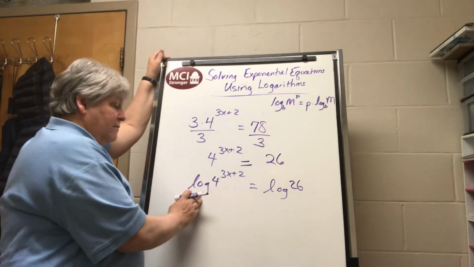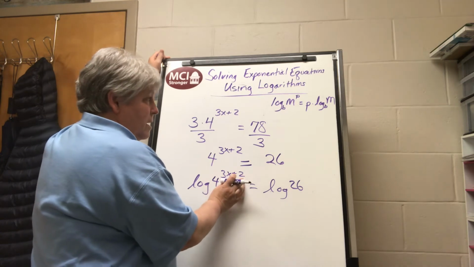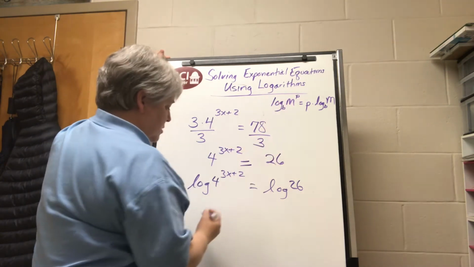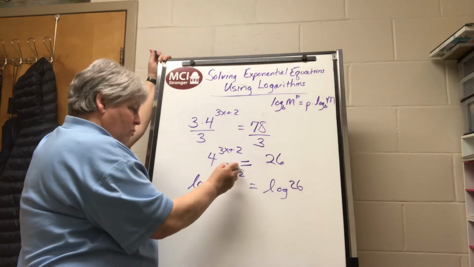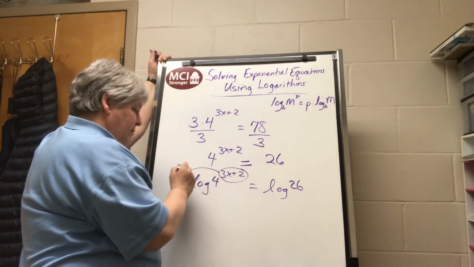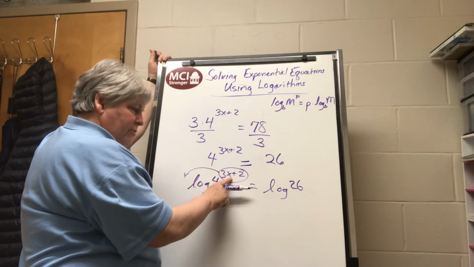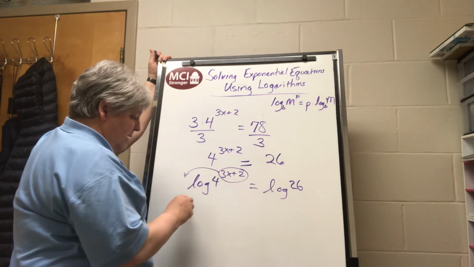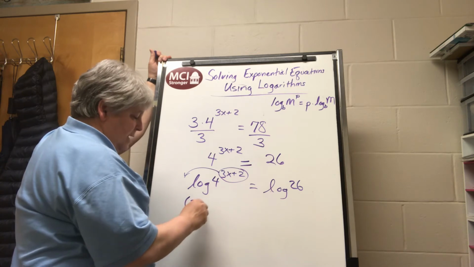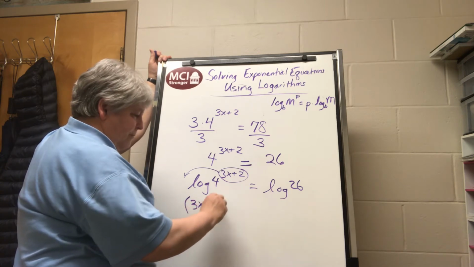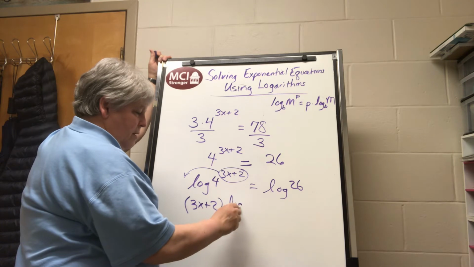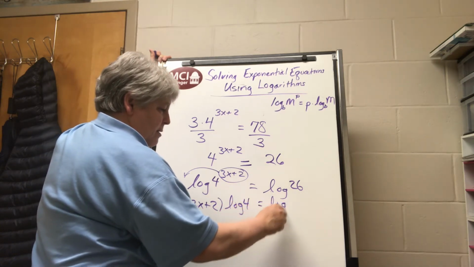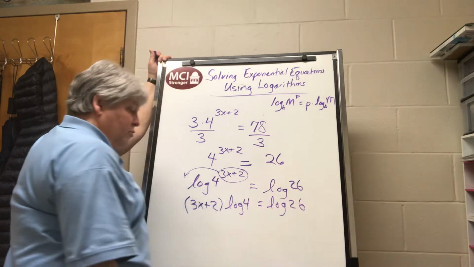Now we have the log of something to a power. According to the rule, when I have a power up here, I can bring it down front as a multiplier. So I'm going to bring this whole thing down front. Do you see how that's two terms? I'm going to have to put it in parentheses to remind myself that it's a binomial. We're almost done.